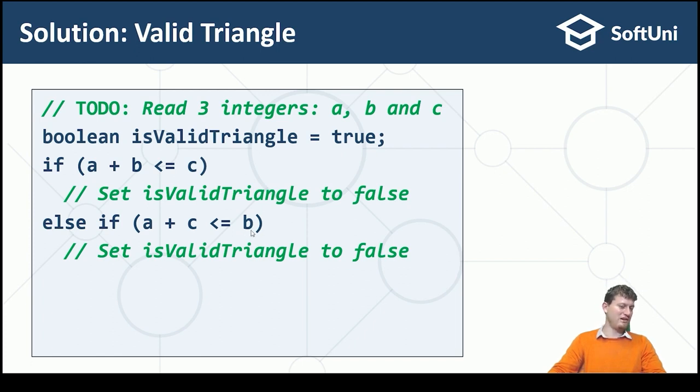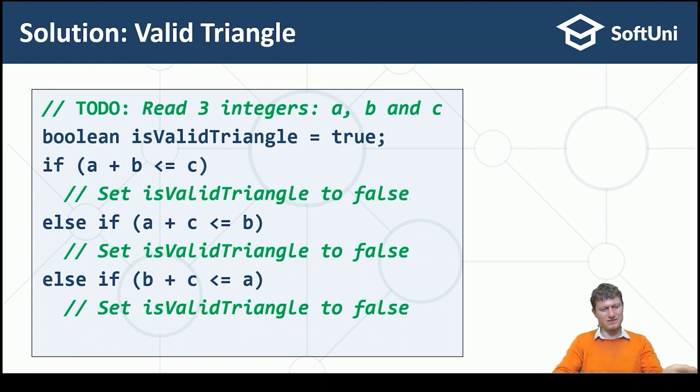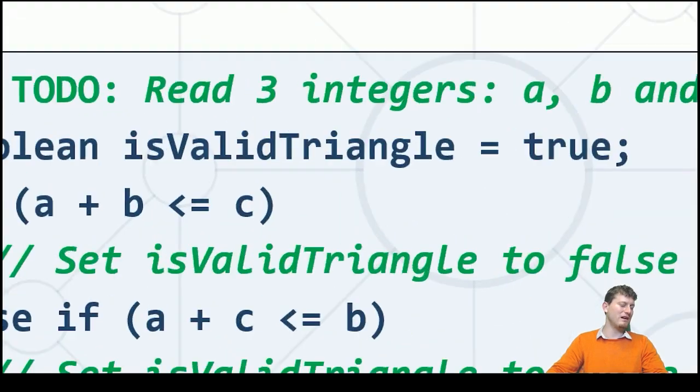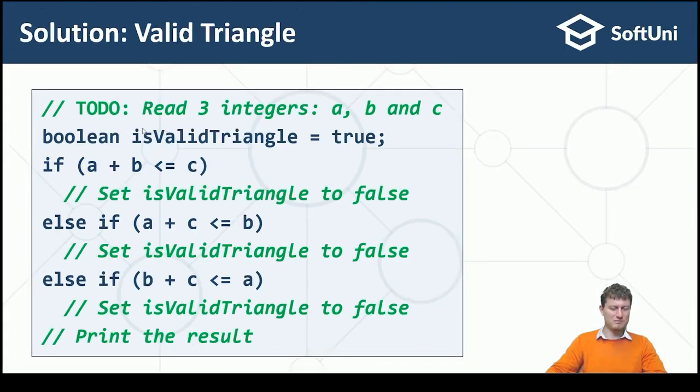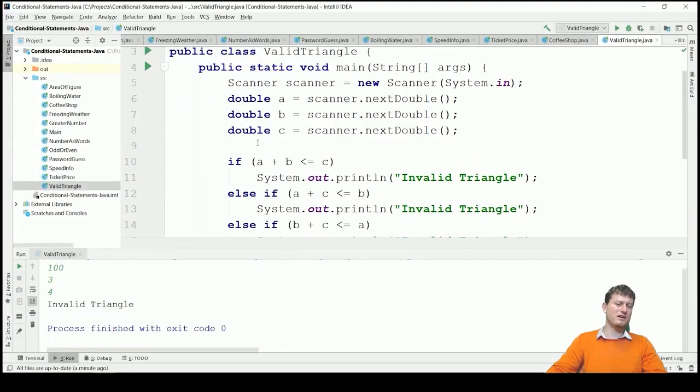If A plus C, if B is too large, too long, we set is valid triangle to false. And if A is too long, we set invalid to false. And finally, we print the result, is valid or invalid. So we have if this, print valid, otherwise print invalid.